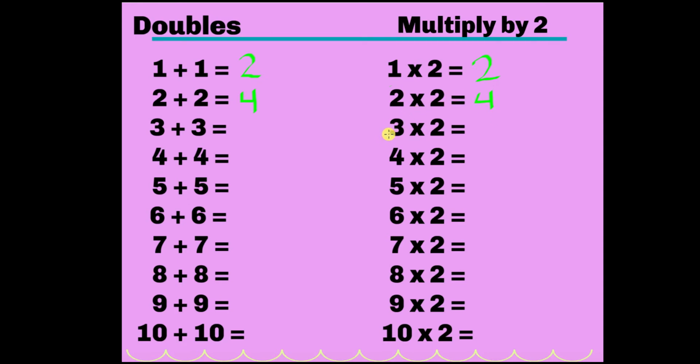Let's move on to 3. When we multiply 3 times 2, we say in our minds, okay, well, that's a double. So what is 3 plus 3? Well, 3 plus 3 is 6. So we know that 3 times 2 is also 6.